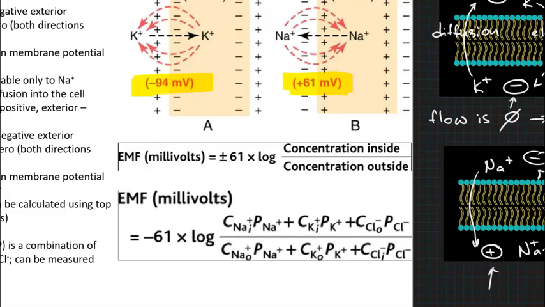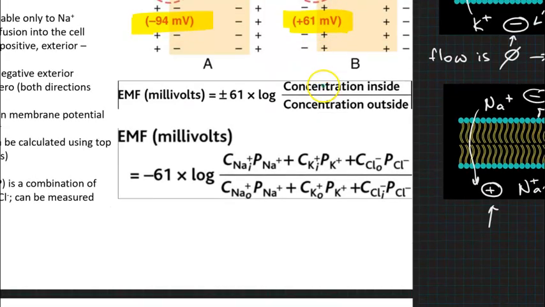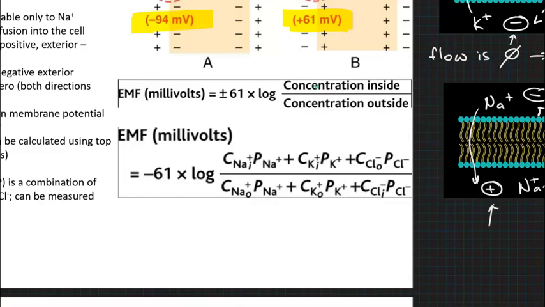In reality, potassium brings more. Its impact is greater. This is why the resting membrane potential of a cell is usually negative 70. Do you need to memorize that number? No. I'm just telling you. Okay? So RMP, or resting membrane potential, is an actual value which can be measured. You can measure it.